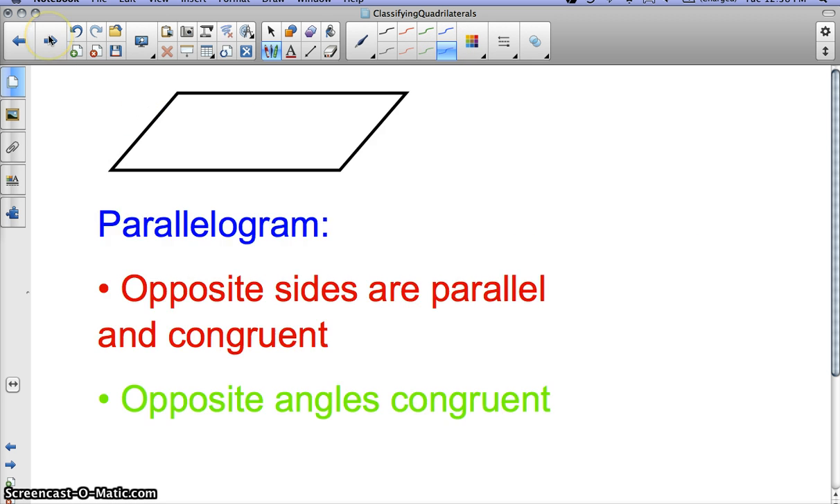Whoa! Alright, parallelogram. Here we go. This one's got a lot going on, so let's try to keep it straightforward. Opposite sides are parallel. So we use arrows to denote parallel. So my opposite sides are parallel, and they are congruent. I'm using my red hash marks to denote that they are congruent. And then it says opposite angles are also congruent, just like in the rhombus. That's my parallelogram.